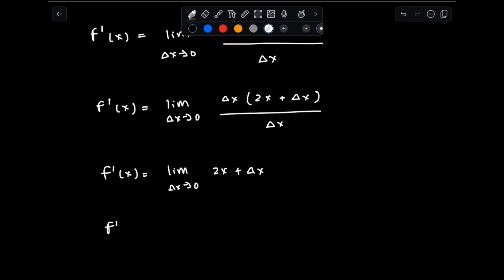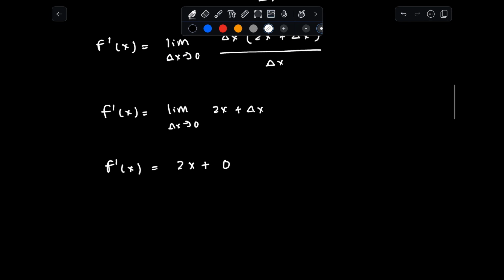And so we get that the derivative of f of x is equal to 2x plus 0. Taking that to the final step, we get that the derivative of f of x is just 2x. And that's your final answer.